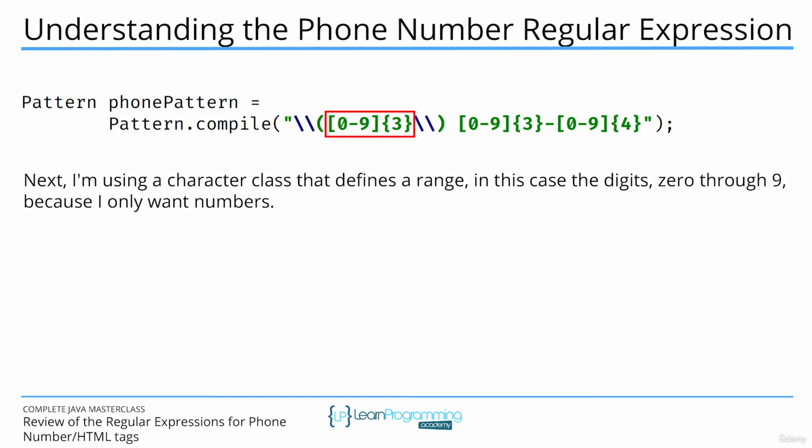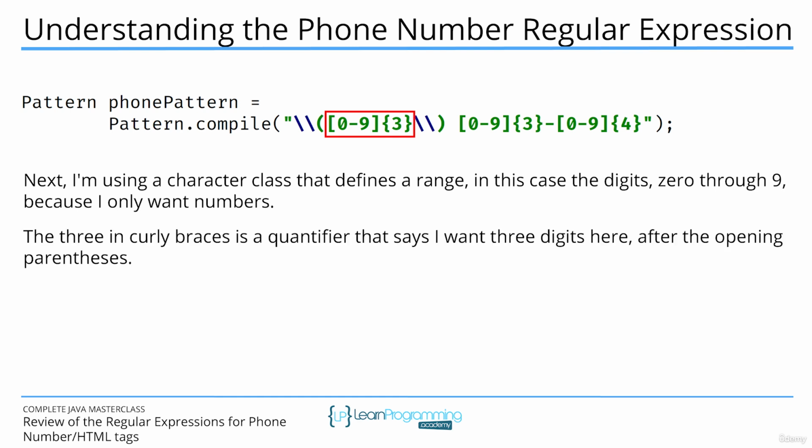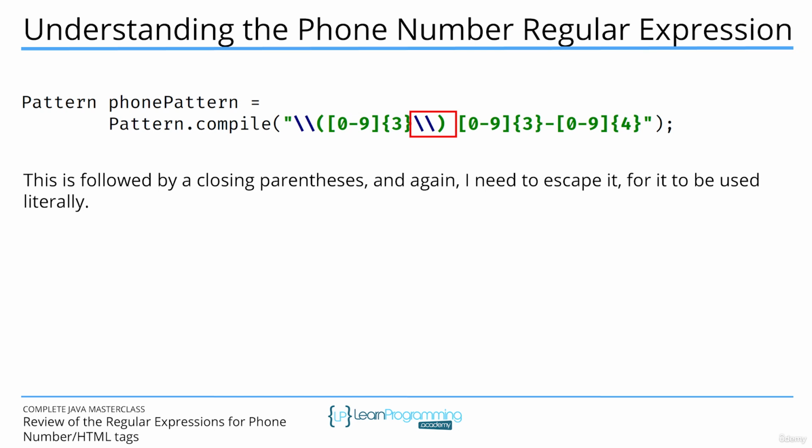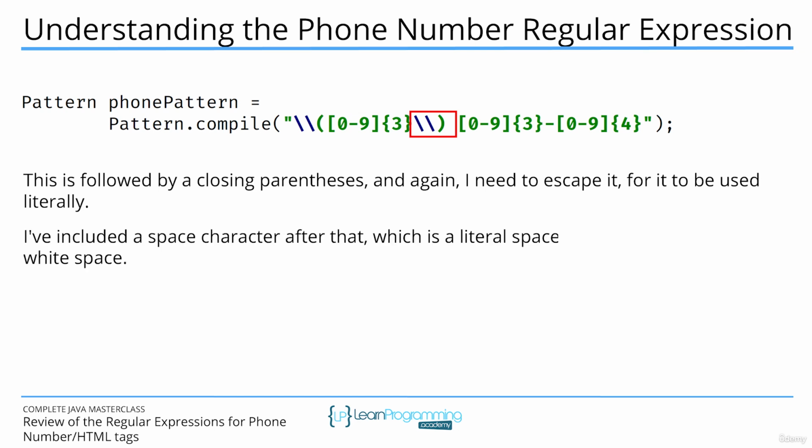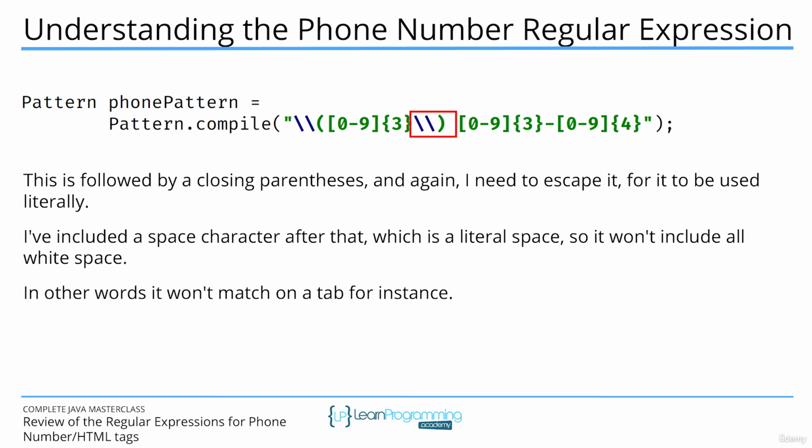Next I'm using a character class that defines a range, in this case the digits 0 through 9, because I only want numbers. The 3 in curly braces is a quantifier that says I want 3 digits here after the opening parenthesis. This is followed by a closing parenthesis, and again I need to escape it for it to be used literally. I've included a space character after that, which is a literal space, so it won't include all white space. In other words, it won't match on a tab, for instance.